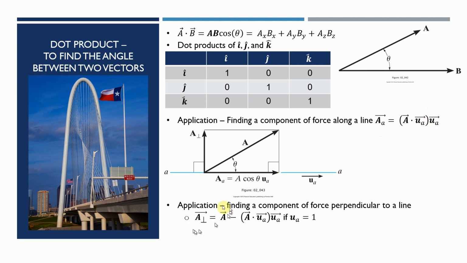And then, to get the perpendicular in the same plane as A and the force, the component along line A, A perpendicular is in the same plane as these two vectors. And we can just get it this way. UA equals 1. That's just another way of saying we're talking about a unit vector. We're not talking about some arbitrary vector.